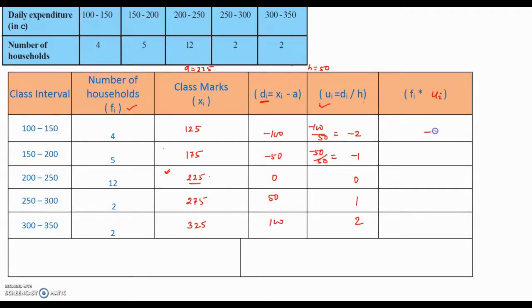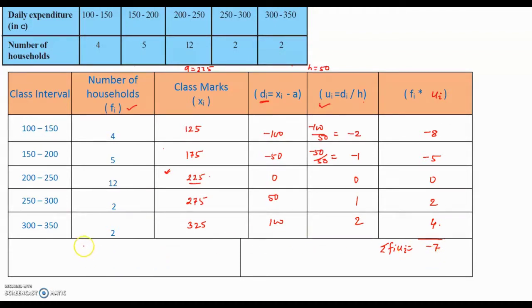4 into minus 2 is minus 8. 5 into minus 1 is minus 5. This is 0. 2 into 1 is 2. 2 into 2 is 4. Okay, so we'll have to find out first sigma fi ui. 4 plus 2 is 6. 6 minus 8 is minus 2. Minus 2 and minus 5 is minus 7. So minus 7 will be sigma fi ui.